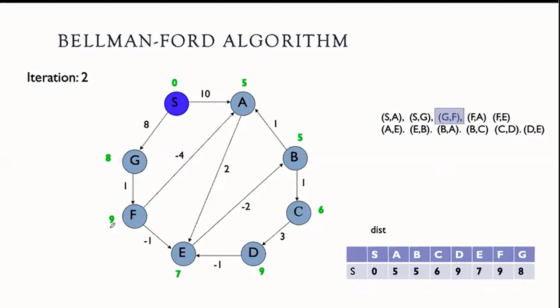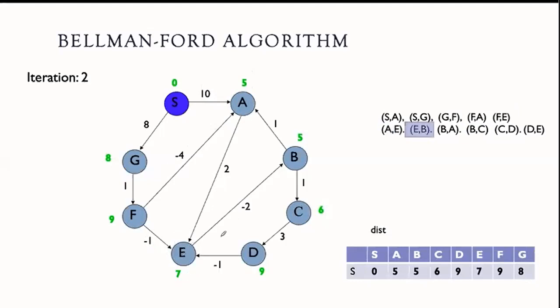G to F. 9 is there. 8 plus 1, 9. So no need to change this distance. F to A. 9 minus 4 is already 5. So no need to update. F to E. 9 minus 1 is 8. But here distance is 7. So no need to update. 7 is less than 8. Next, A to E. 5 plus 2 is 7. Already 7 is there. No need to update.